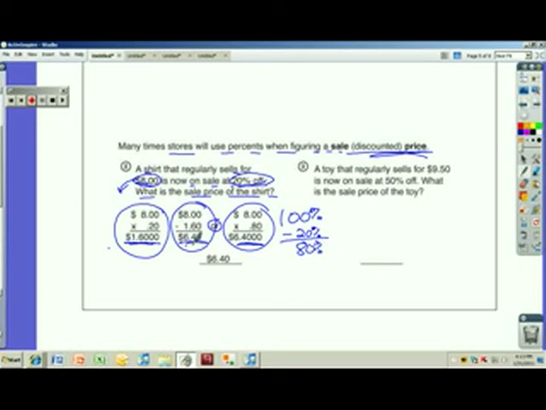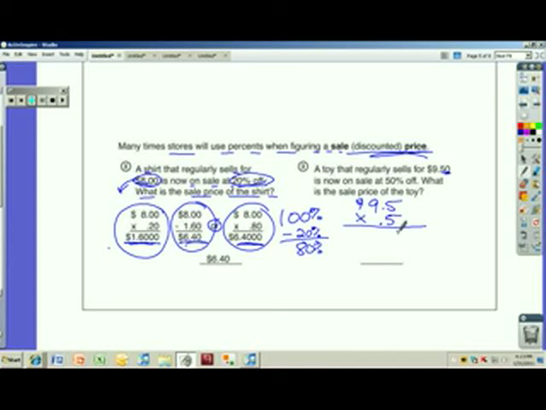Well, if it's 50% off, it's 50% on, right? 50% on too. So all I have to do is $9.50, and I don't need that 0 on there, it's meaningless, times 0.50 or 0.5, right? Those zeros on the end don't mean anything.